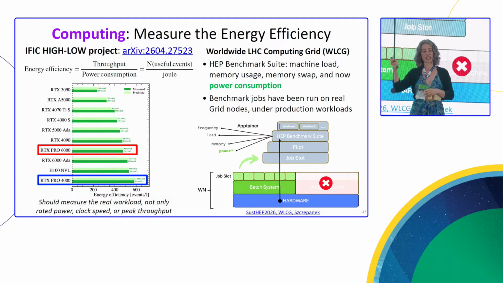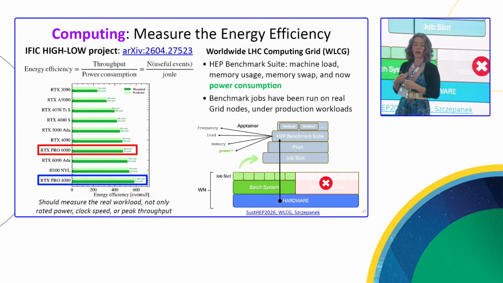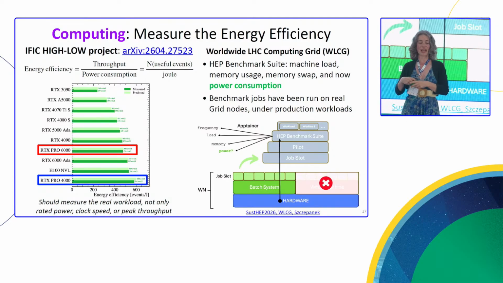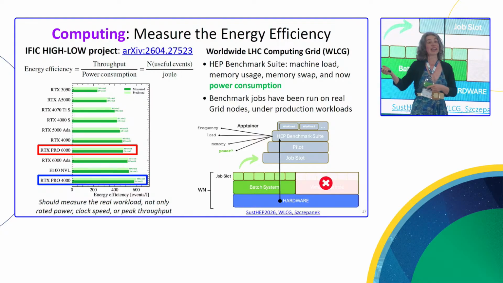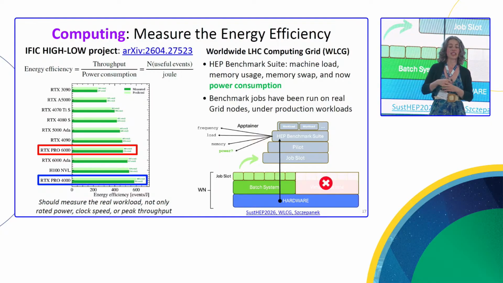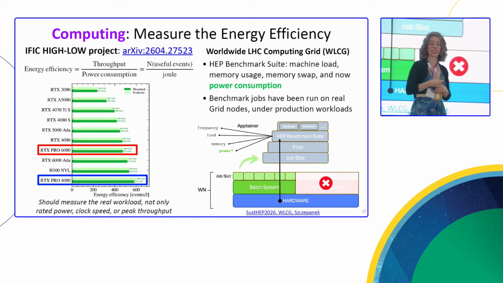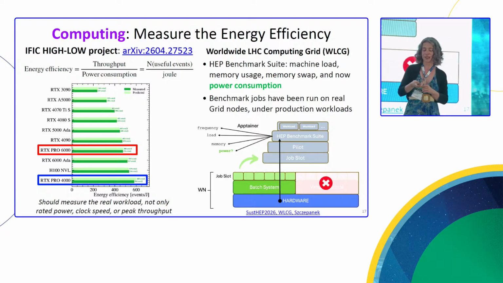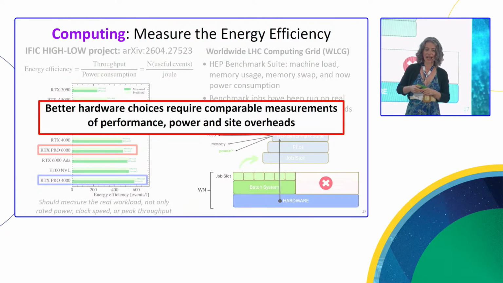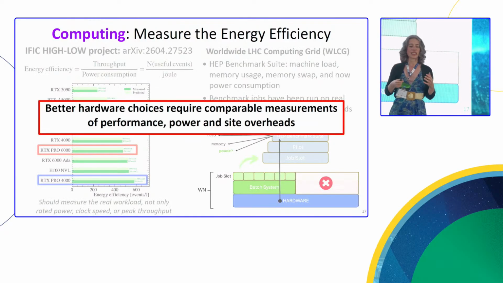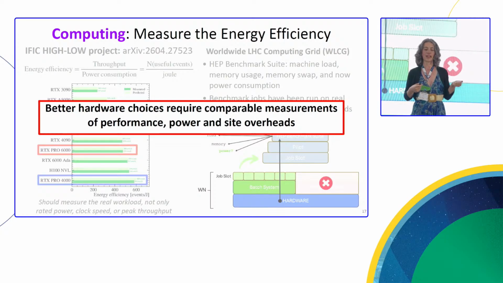Also, I wanted to highlight an example from the WLCG. Here they have a HEP benchmark suite where they're measuring the machine load, memory usage, memory swap, and now actually the power consumption. That's really great, and here they have benchmark jobs that have been run on real grid nodes under production workloads. So basically, the idea is that better hardware choices require comparable measurements of power, performance, and site overheads.